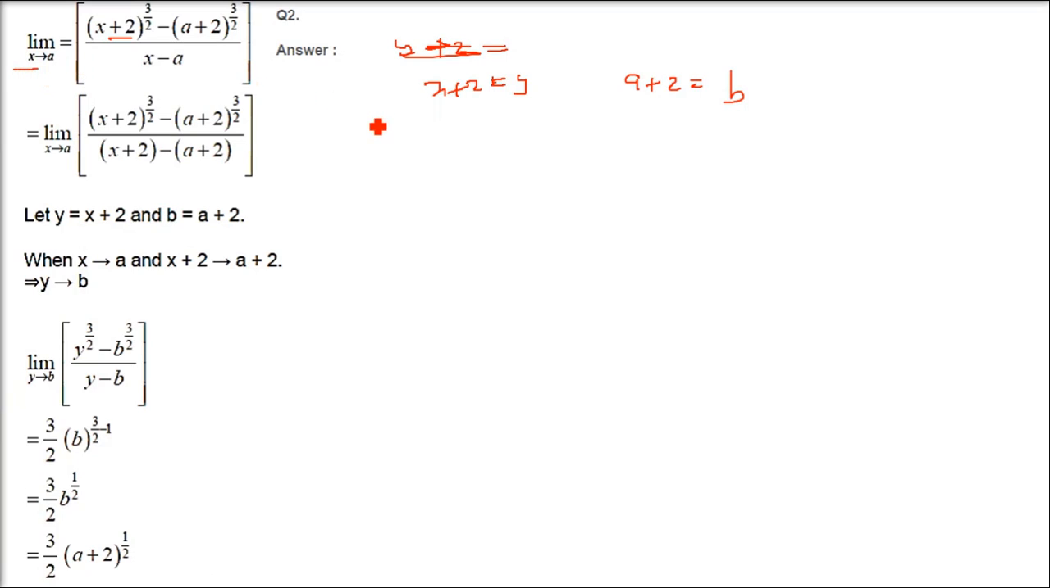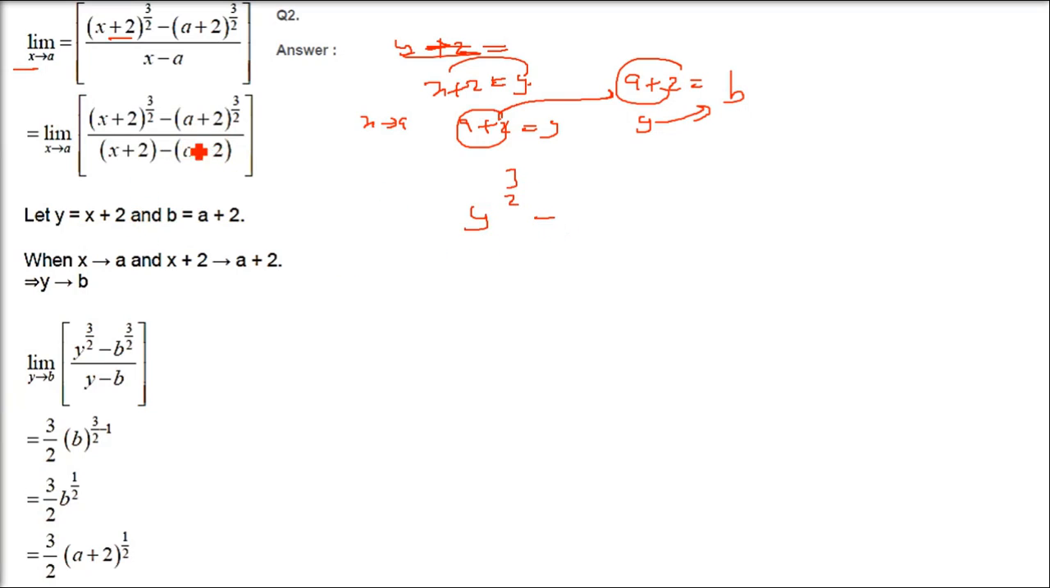I am suggesting again, when x tends to a, what does y tend to? Y tends to a plus 2, but a plus 2 is b. So y is tending to b. When you put x tends to a, y tends to b. So now we are changing the limits and the values also.